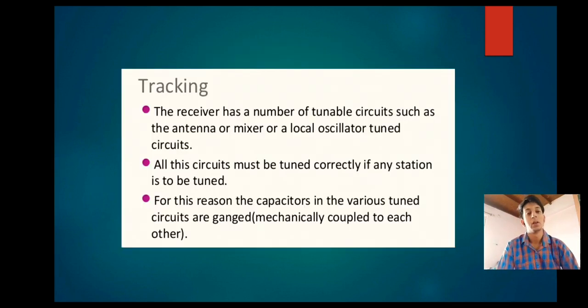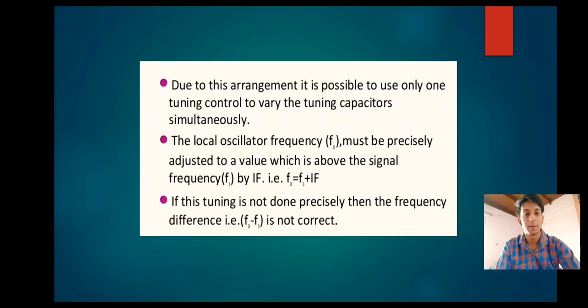Tracking. The receiver has a number of tunable circuits such as antenna or a mixer or a local oscillator tuned circuit. All the circuit must be tuned correctly if any station is to be tuned. For the reason, the capacitor in the various tuned circuit are ganged, which means mechanically coupled to each other. Due to this arrangement, it is possible to use only one tuning control to vary the tuning capacitor simultaneously.